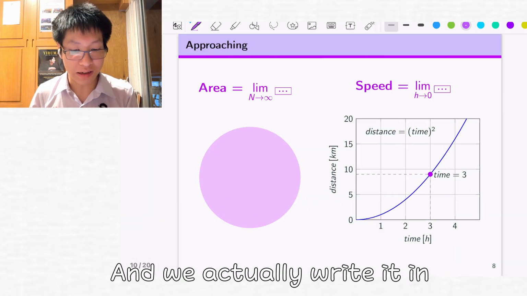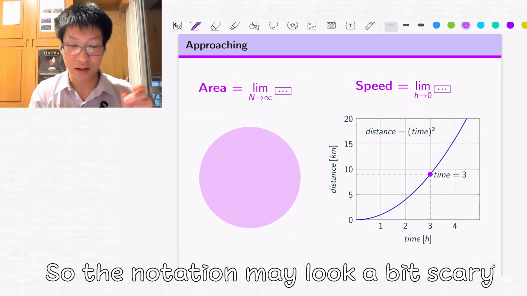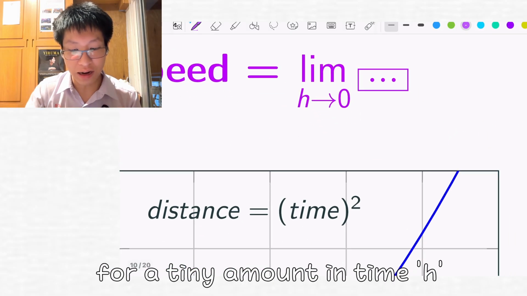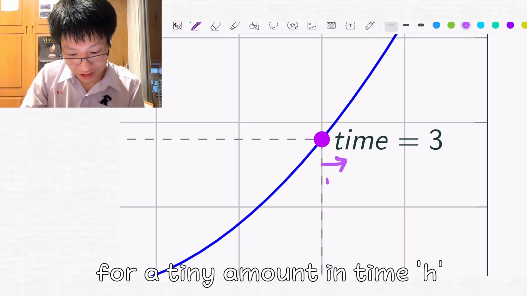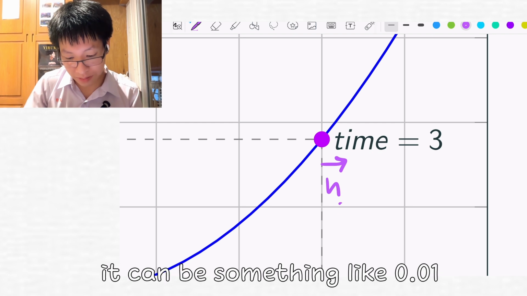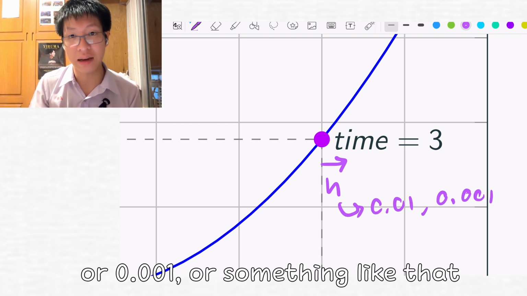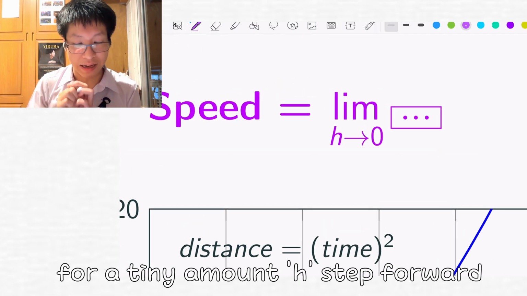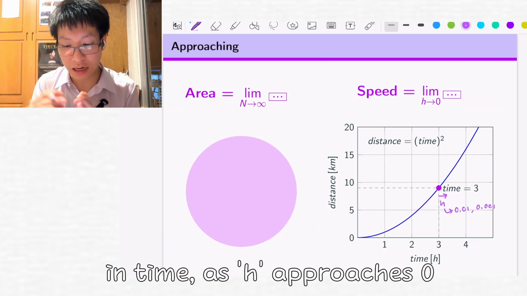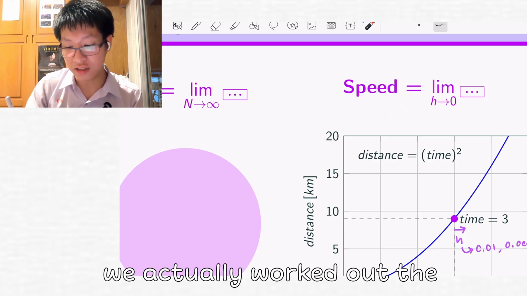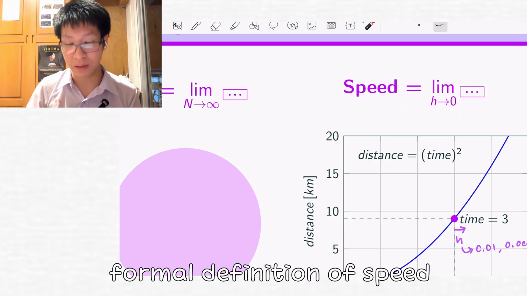And we actually write it in this compact notation right here. So the notation may look a bit scary, but essentially this says that for a tiny amount of time h, which is just a number, by the way, it can be something like 0.01 or 0.001 or something like that, for a tiny amount h step forward in time, as h approaches zero, then that is going to be the speed. And in the third episode, we actually work out the formal definition of speed that is in the dot right here.